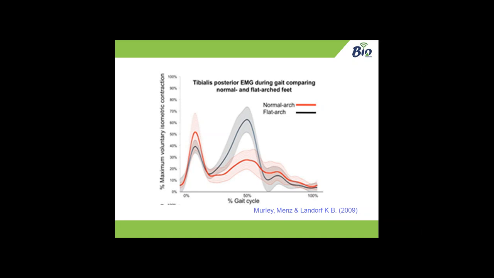Now, whether the flat foot has caused the tib post to tire and weaken, or whether the tib post weakens for some reason and then causes the flat foot, is a bit of a chicken and egg scenario. But regardless of which comes first, if you look at the evidence, the two are somehow correlated. And I do think that graph sums that up quite nicely.